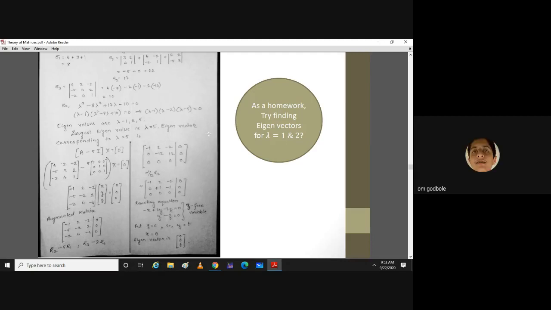Sir, for lambda equal to 2, the eigenvector is 0, minus t and t. No, no. Please check your calculations. Sir, for lambda equal to 2, the vector is t by 2, t by 2, t. Yeah, correct. Good.